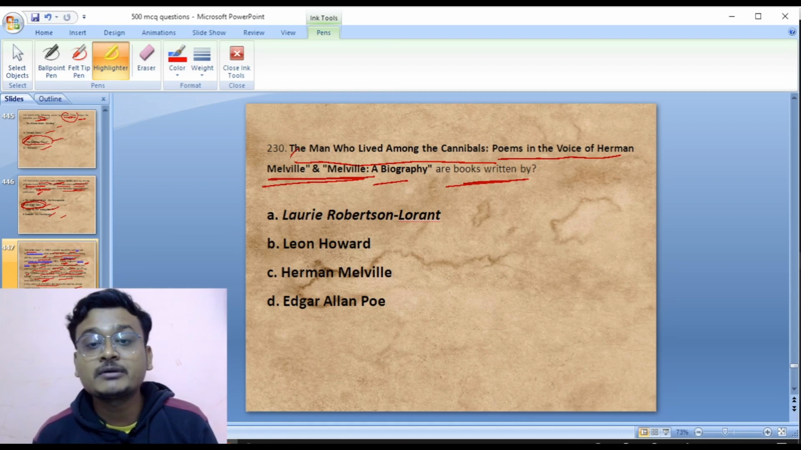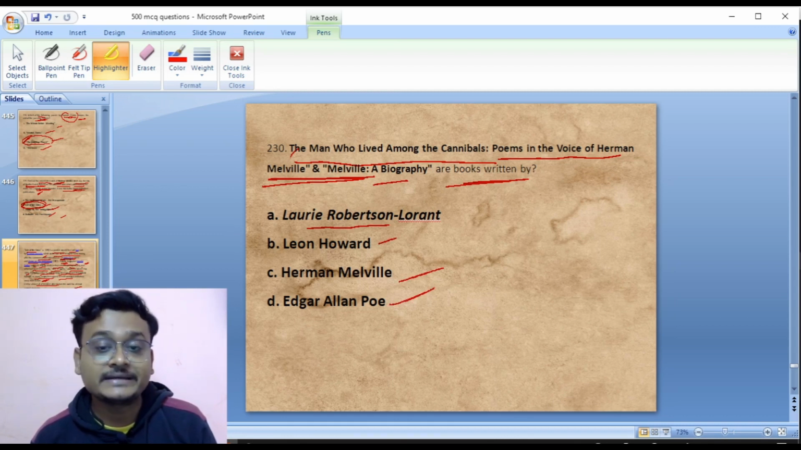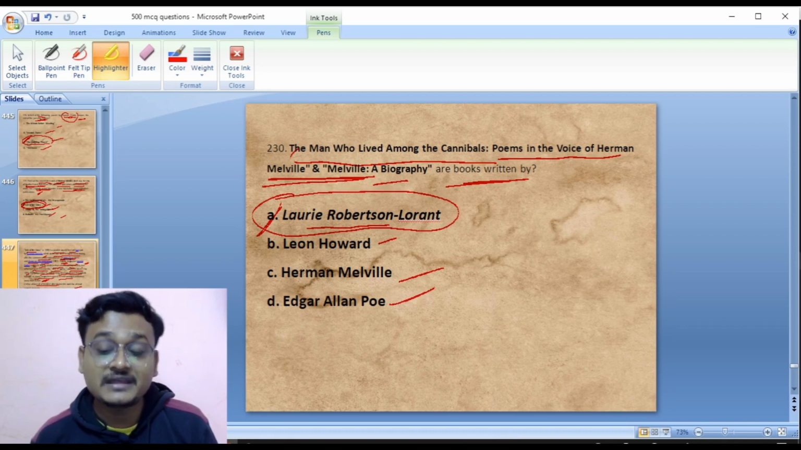Okay. The Man Who Lived Among the Cannibals, poems in the voice of Herman Melville, and Melville, a biography, are the books written by whom? Laurie Robertson-Lorant, Leon Howard, Herman Melville, Edgar Allan Poe. It is written by Laurie Robertson-Lorant. Option A is the right answer.